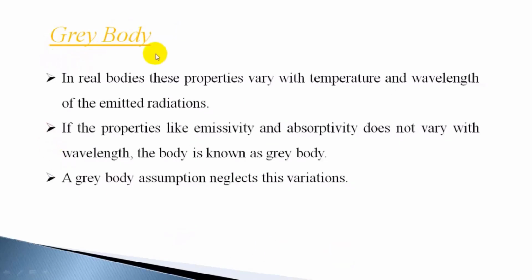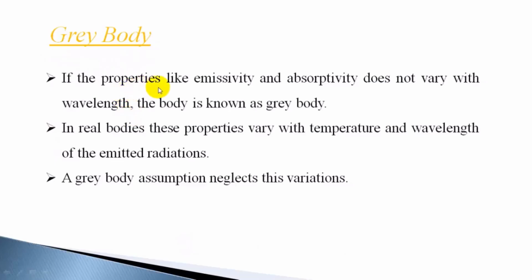Now we'll see what is a gray body. A gray body is one in which the emissivity and absorptivity do not vary with the wavelength of the emitted radiations. Then the body is known as a gray body. Usually for real surfaces, the emissivity and absorptivity will vary with the temperature and wavelength of the emitted radiation. Small variation of emissivity occurs when the temperature and wavelength of the emitted radiations change. So it depends on the temperature and wavelength of the emitted radiation.